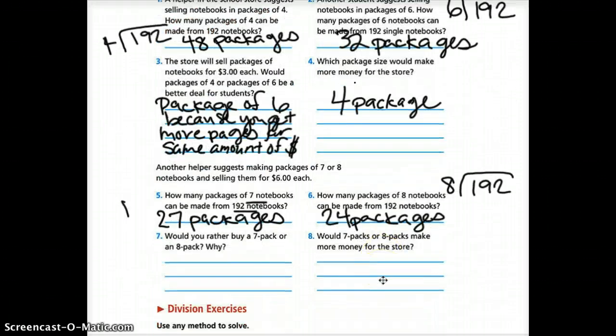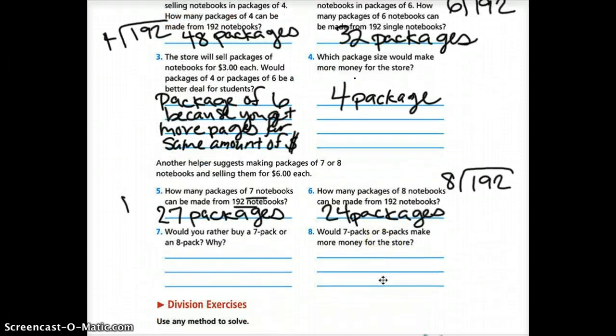So would you rather buy a 7-pack or an 8-pack? Again, you're going to want the 8-pack because there's more pages. Which one would make more money for the store? Well, the 7-pack would, because they'd have to sell more packs.